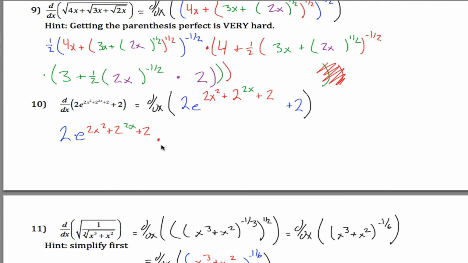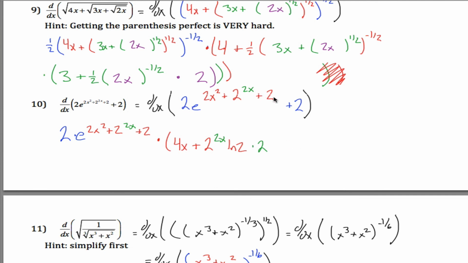So I want to multiply that by, well, let's see, the derivative of 2x squared is 4x. The derivative of 2 raised up to a power, well, if it were 2 to the x, the derivative would be 2 to the x times natural log of 2. But it's not. It's 2 to the 2x. So the derivative is 2 to the 2x times natural log of 2 times the derivative of the 2x, which is 2. Confusing? And then plus 2, the derivative there is plus 0.